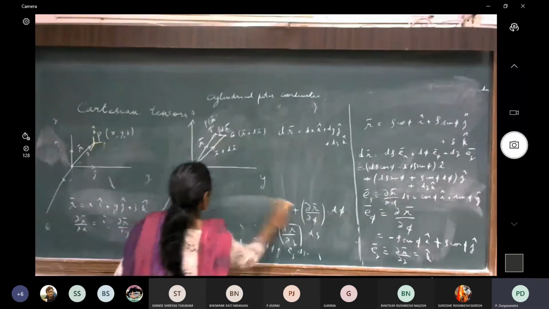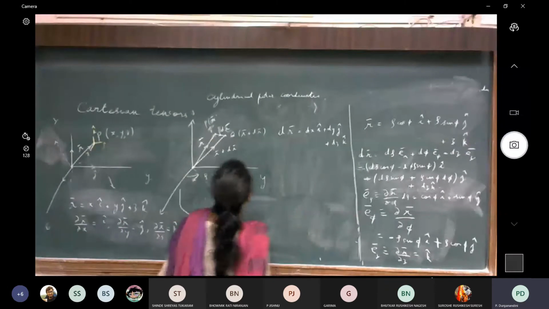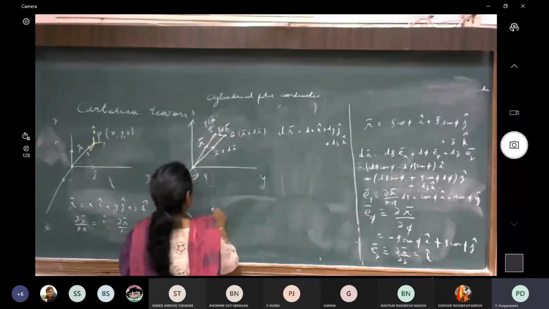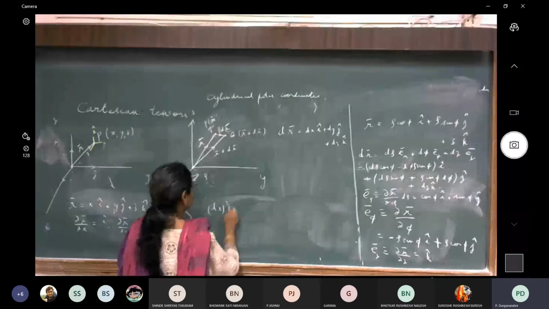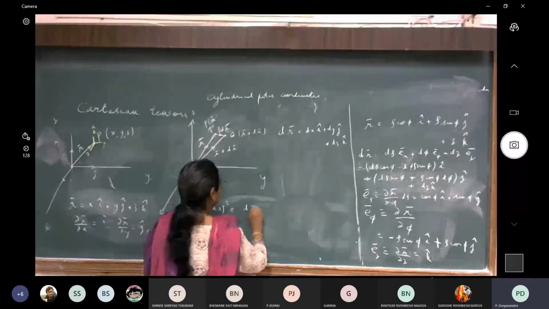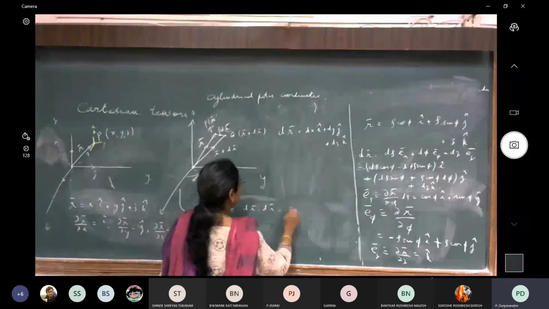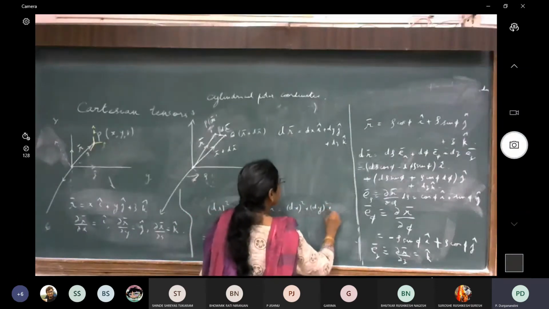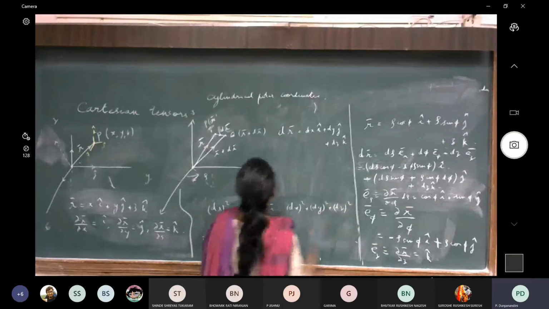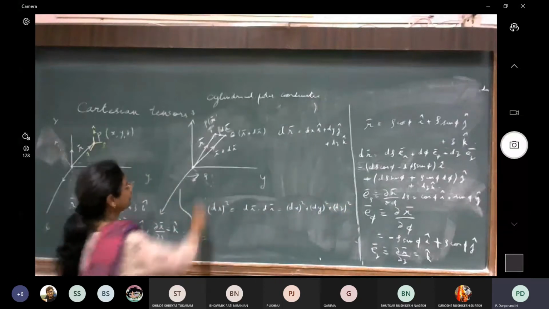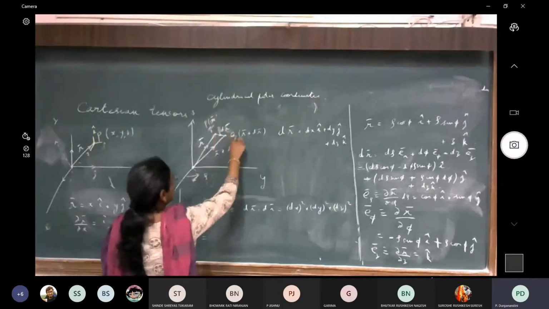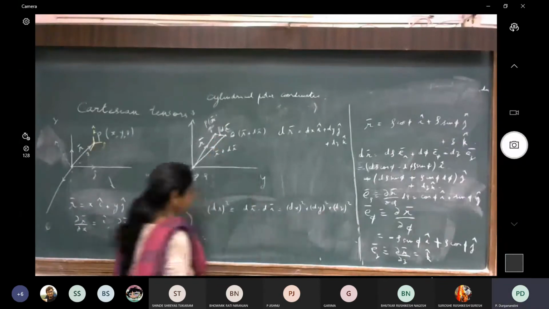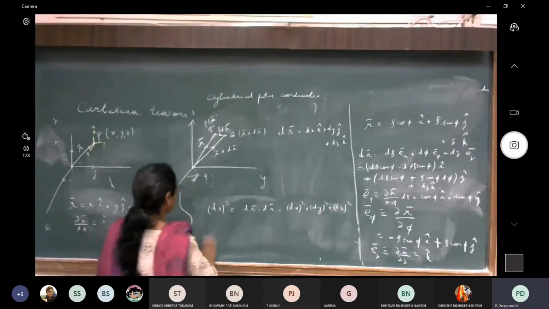Now I can also ask next, what is the magnitude of this displacement? So I have made this infinitesimal displacement, and what is the magnitude of this? If I define my magnitude square as equal to dr dot dr, in Cartesian coordinates this will be equal to dx squared plus dy squared plus dz squared. So this is the distance.